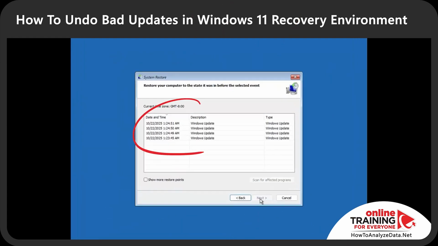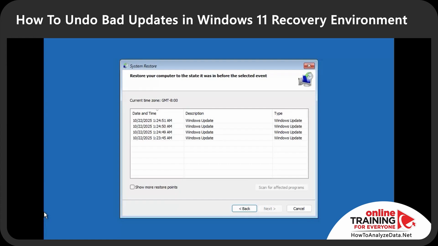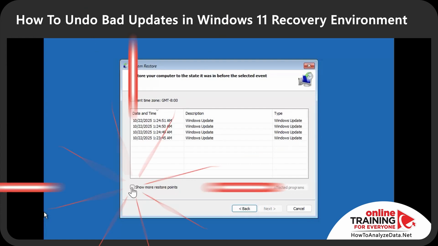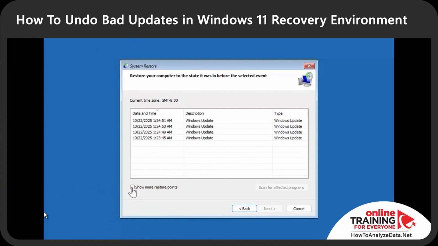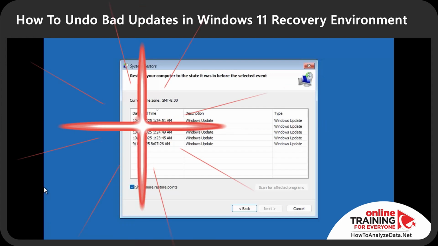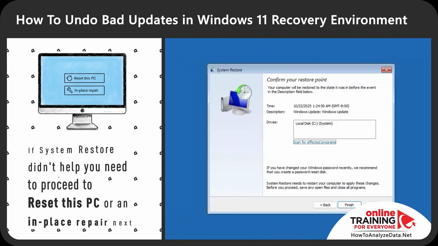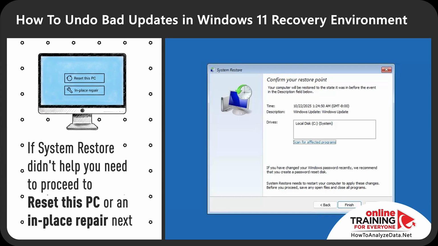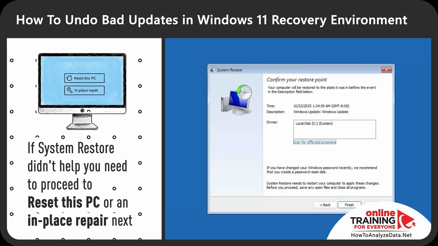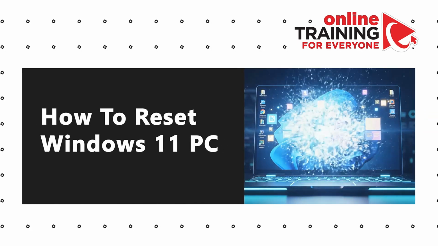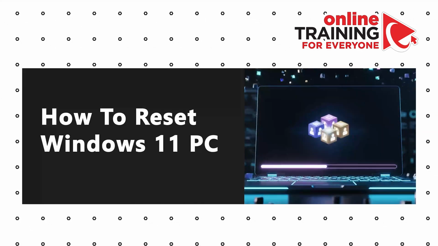Here in this menu, you see all restore points created before Windows Update started. There is a little checkbox here that shows more restore points from previous updates. If you know which update is causing the issue, you need to select this update, click Next, and complete the restore. Hopefully System Restore helps you, but if it doesn't, you need to proceed and reset this PC or use an in-place repair next.